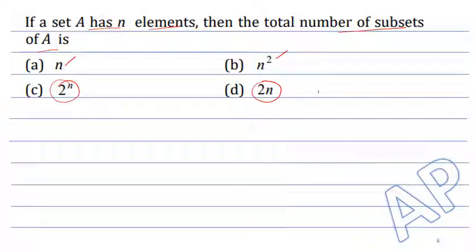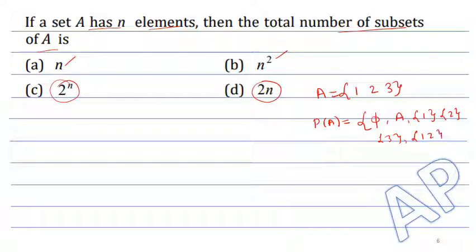Suppose I take an example: set A has elements 1, 2, 3. The power set of A is the set of all subsets. The empty set is a subset of every set, and another subset is set A itself. We can also consider the singleton sets {1}, {2}, {3}, and the sets containing 1, 2; 2, 3; and 1, 3.